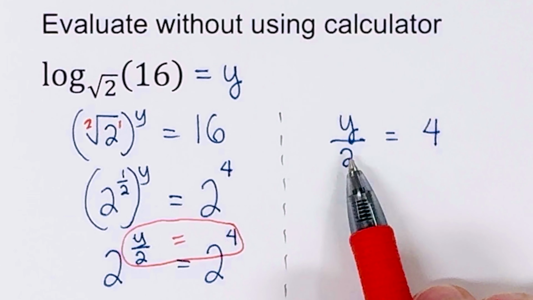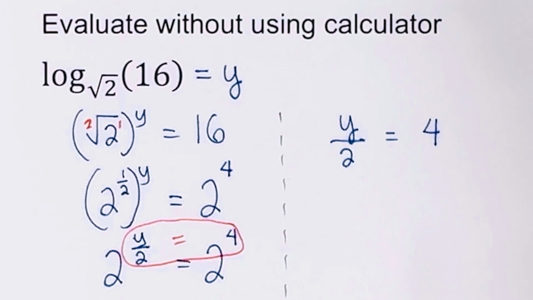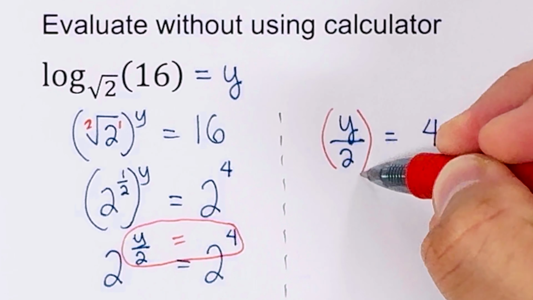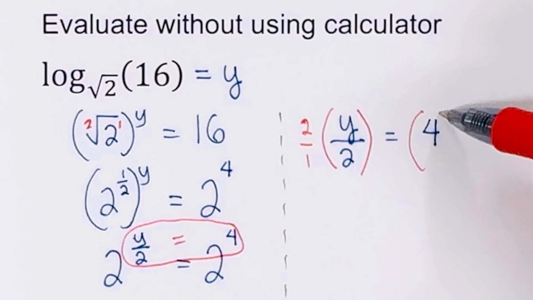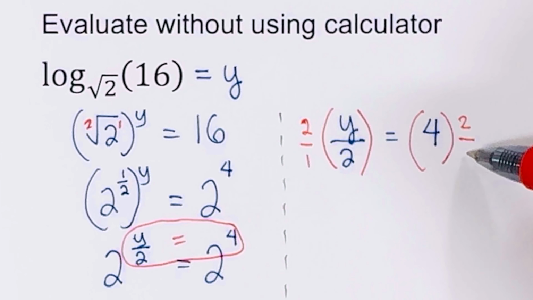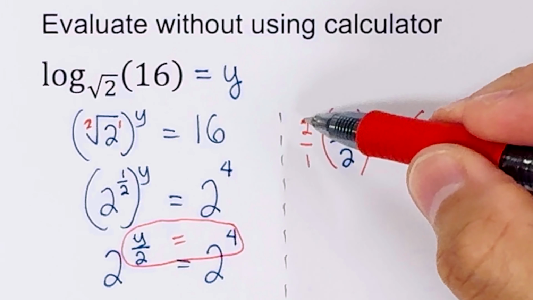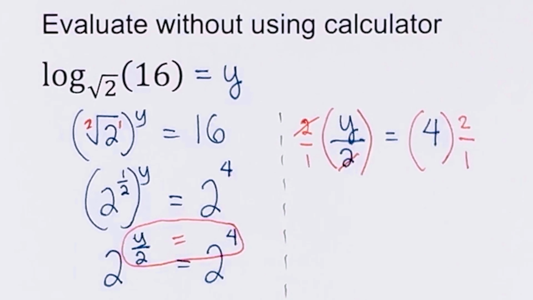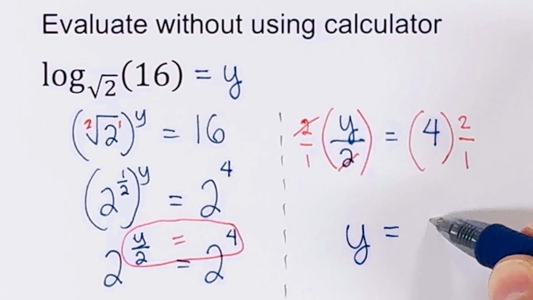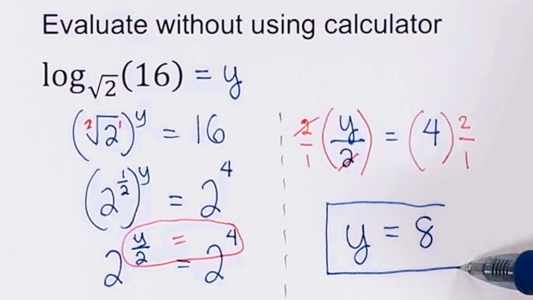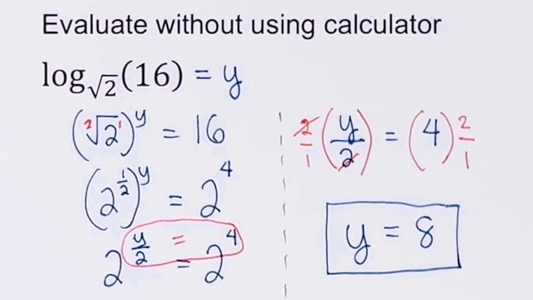Since we want y by itself here, we want to get rid of the 2 here. So what we do is we are going to multiply this by 2 over 1 and multiply this by 2 over 1, or pretty much 2. So that from here we can go ahead and cross out 2 and 2 here. We are left with y. So that tells us that y here is equal to 8. So this whole expression that we have here is equal to 8.